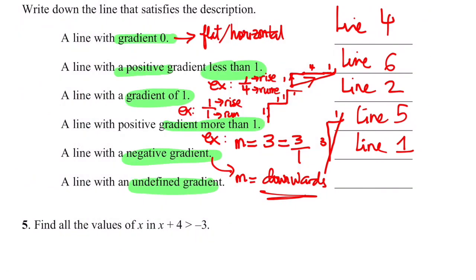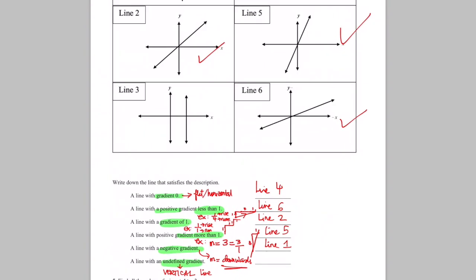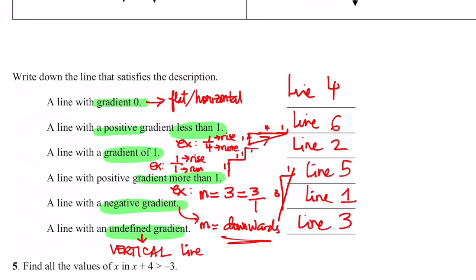A line with an undefined gradient. A line is said to have some rise units but with no run units, hence it is a vertical line. Having no run units makes the gradient fraction divided by 0, impossible to solve, hence the term undefined gradient. From the list of lines, it is line number 3 which has an undefined gradient.